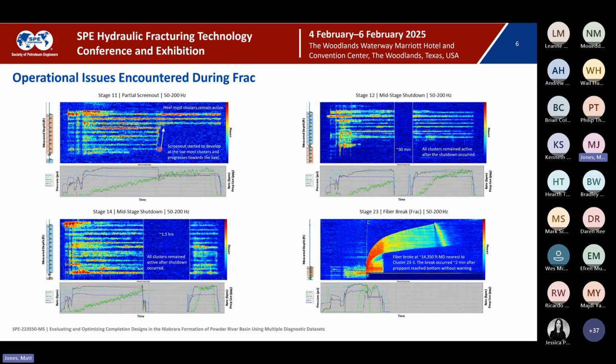Now, this top image on the left is from stage 11, where we encountered a partial screen out. You can see that screen out start to develop in the DAS data at the toe end of the stage and progress uphole towards the heel. Simultaneously, as this is happening downhole, we can see an increase in surface treating pressure. And to ensure that we don't fully screen out and override the max allowable surface treating pressure for this casing design, we reduce rate substantially. So this gets us within pressure limitations, but you can see that it's only the 3 heelmost clusters that remain active for the remainder of the stage.